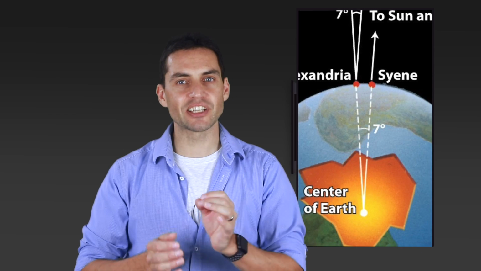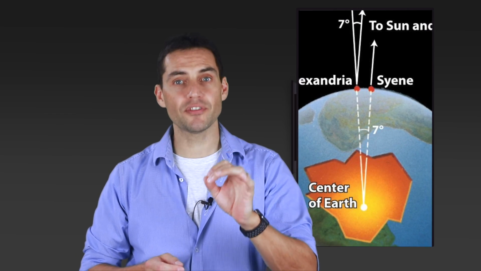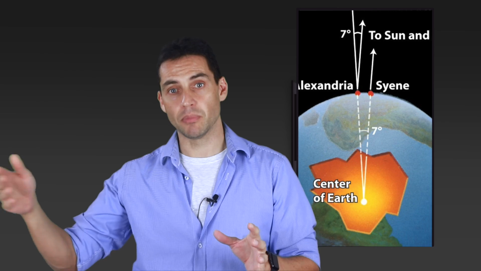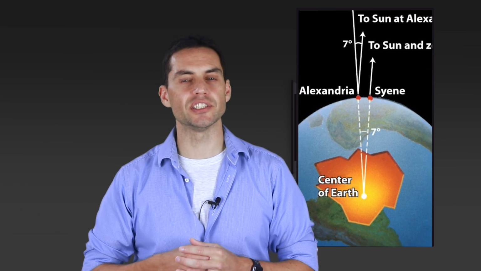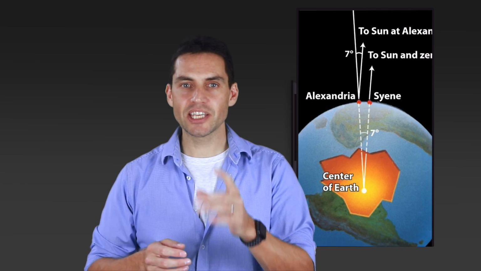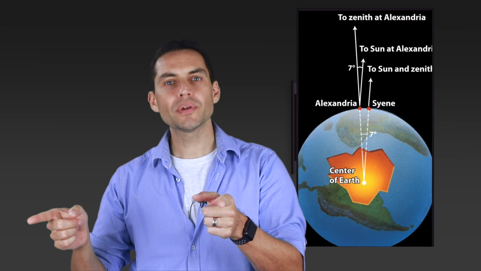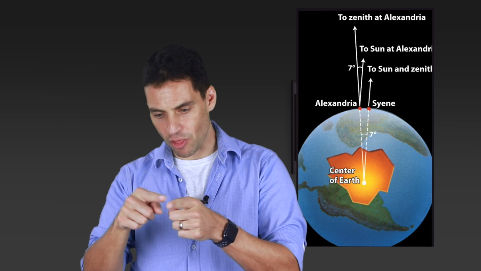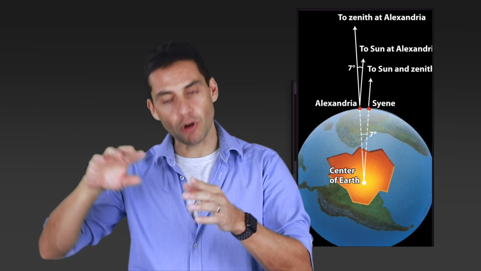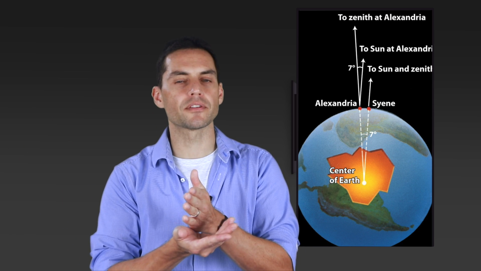Now, conveniently, 7.2 degrees is 1/50th of a full circle. 50 times 7.2 is 360 degrees. And he understood that if he could determine the distance between Alexandria and Syene, all he would have to do would be to multiply that distance by 50 to find the circumference of the whole Earth.